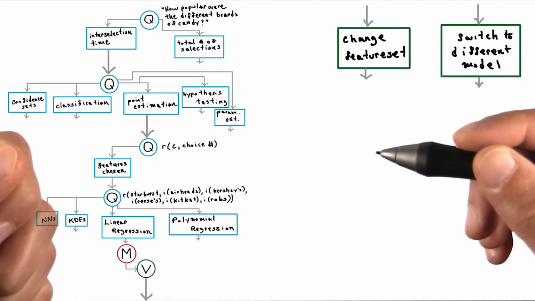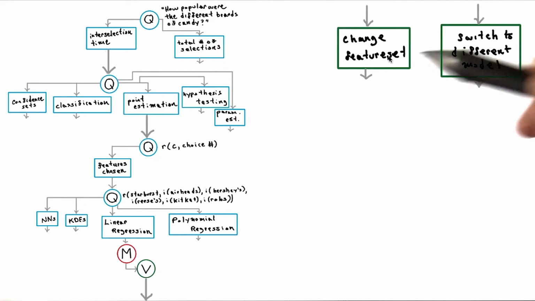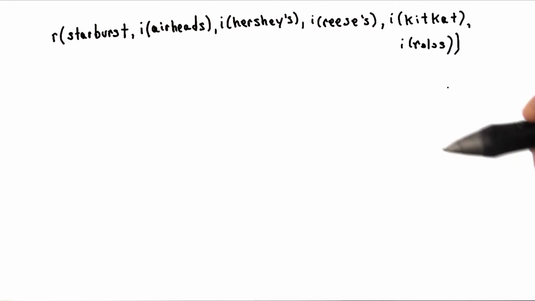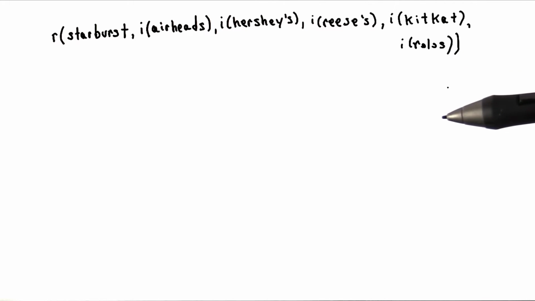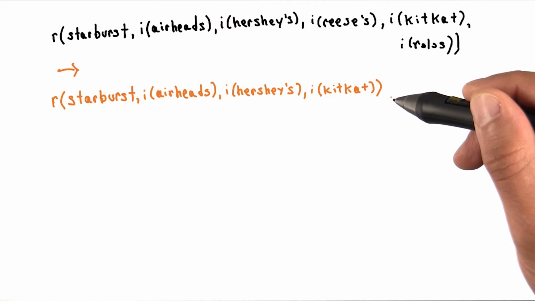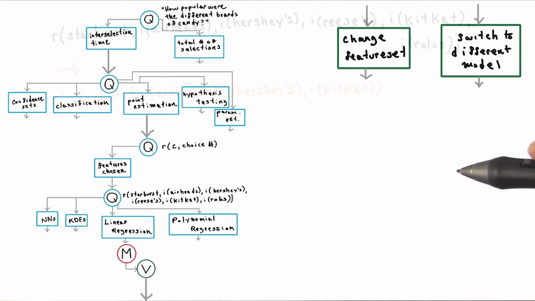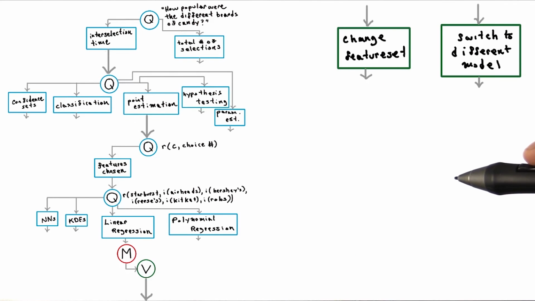Let's try to address this by returning to the question phase and reducing our feature set to the top 3 performing features. Specifically, we will update our statistical inference problem from this expression to this expression, in which we only use the interselection time of Airheads, Hershey's, and KitKat. Let's add a new Q node to the tree to reflect our update.